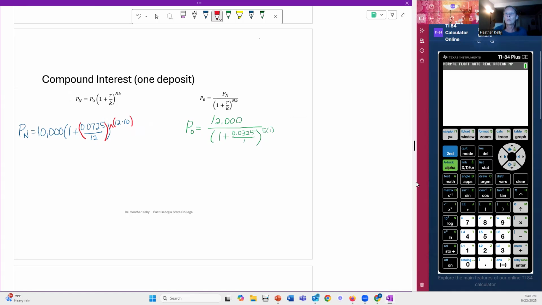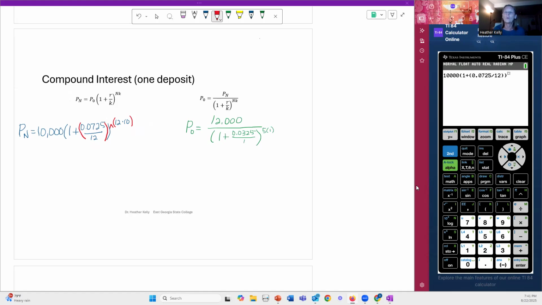We start off with 10,000, open parenthesis, 1 plus, open parenthesis, 0.0725 divided by 12, close parenthesis. Now notice there's that second close parenthesis. You've got to close both of those parentheses or your answer will not come out correctly. Then the to the power of button.